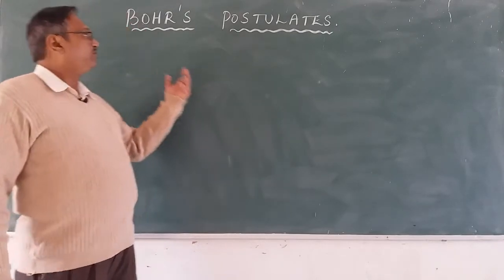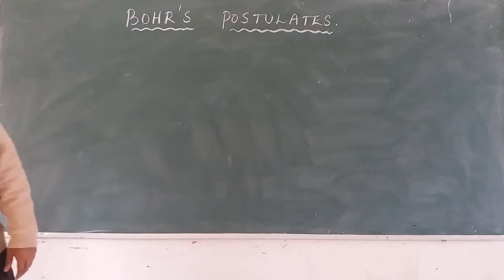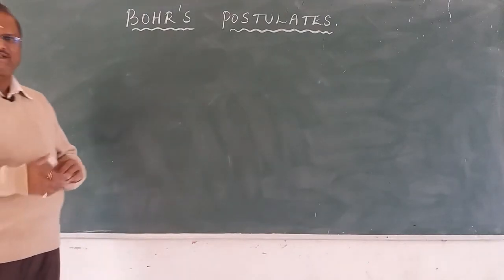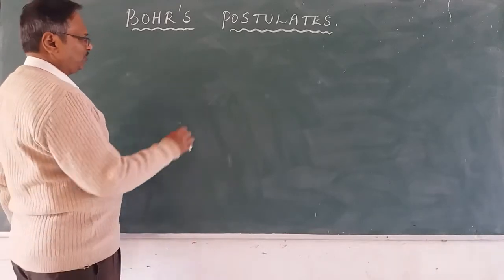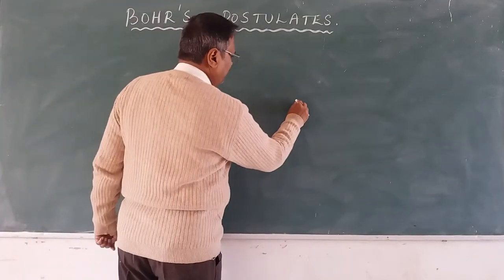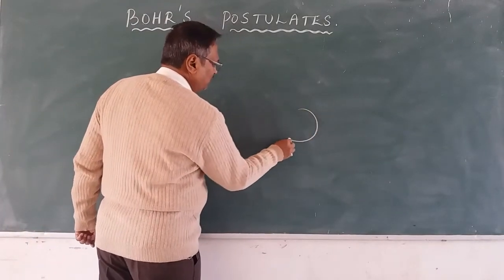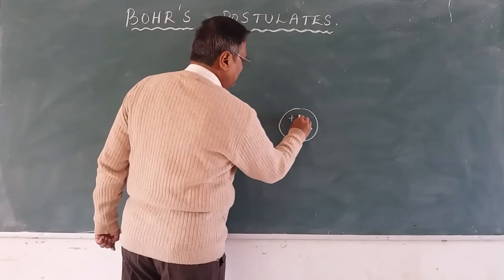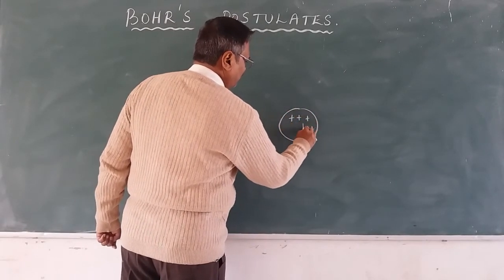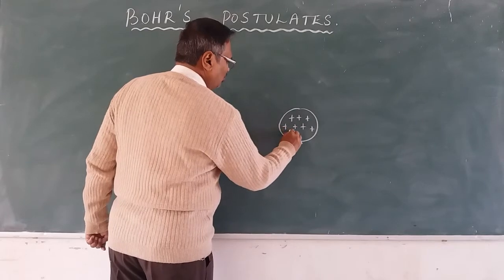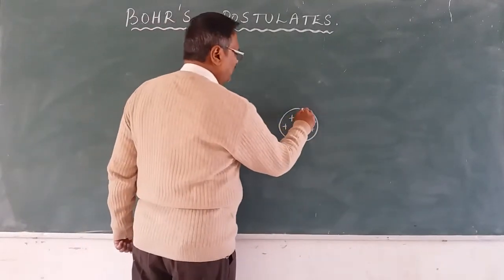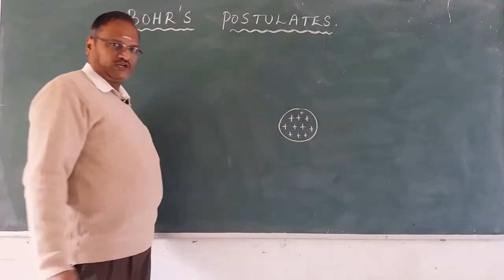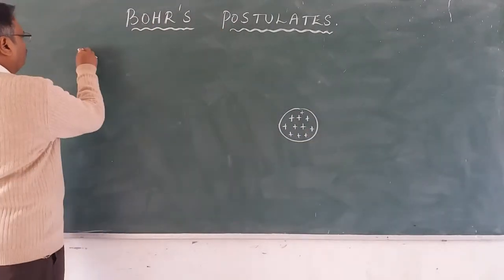So now Bohr introduced certain important changes in that. So what is Bohr's postulate about? The first I want to tell you: we already know that the nucleus consists of a positive nucleus, right? Neutrons were not yet discovered, so it consists of only a positive nucleus. So what did Bohr do?